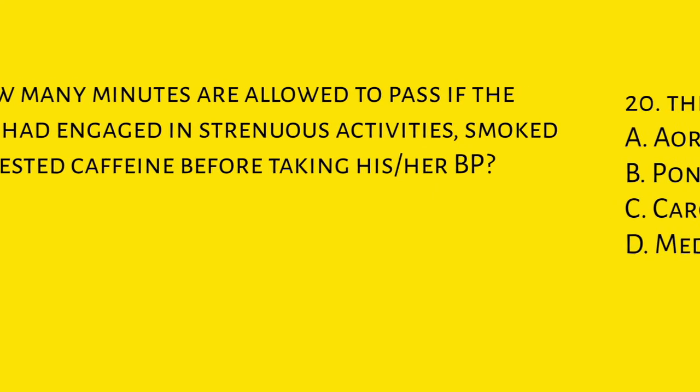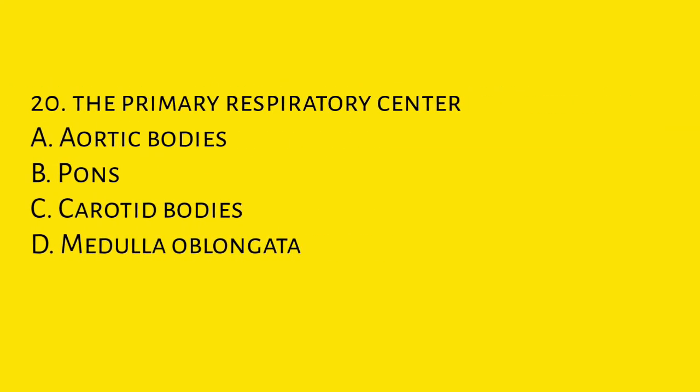20. The primary respiratory center. A. Aortic bodies. B. Pons. C. Carotid bodies. D. Medulla oblongata. Correct answer. D. Medulla oblongata.